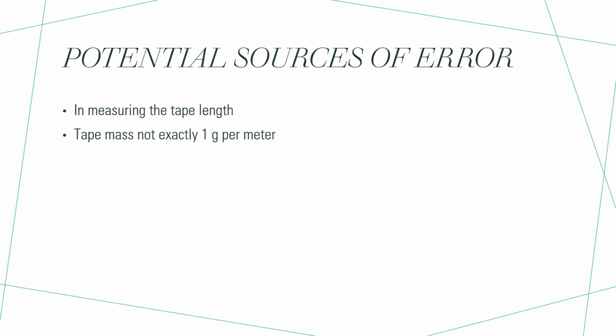Potential sources of error are in measuring the tape length, and tape mass not being exactly 1 gram per meter. Also things like me setting up the tape and exchanging electrons with the tape while I'm handling it. That could interfere with the charge of each of them.